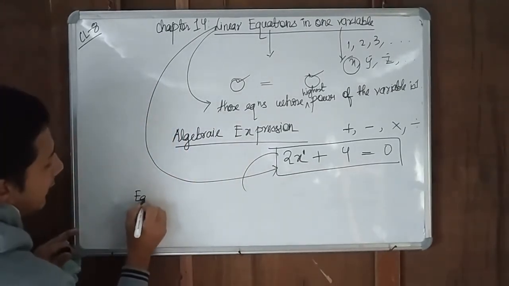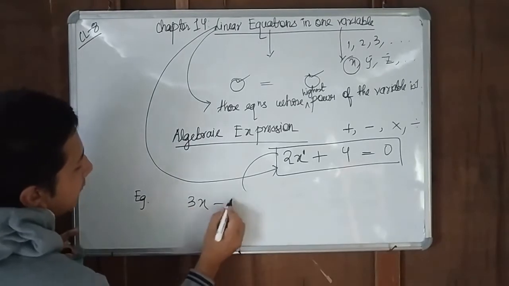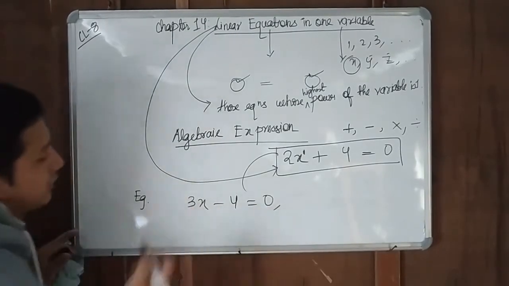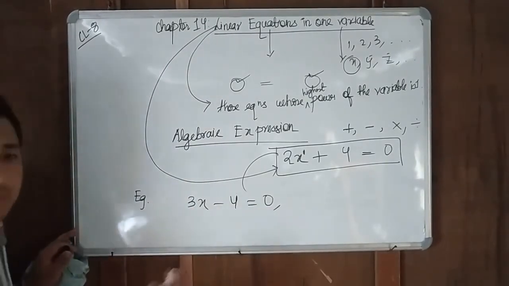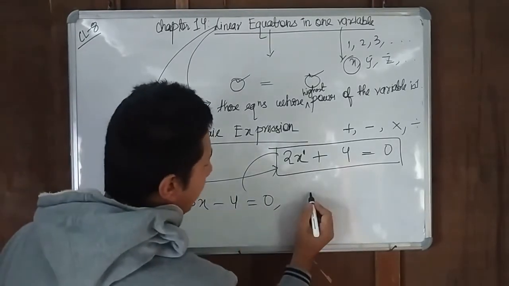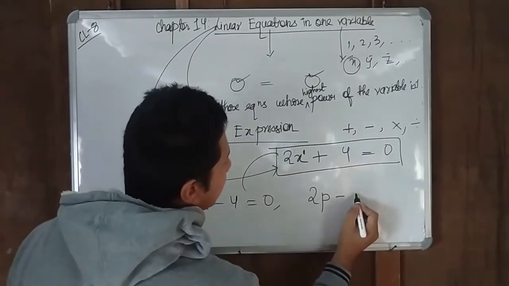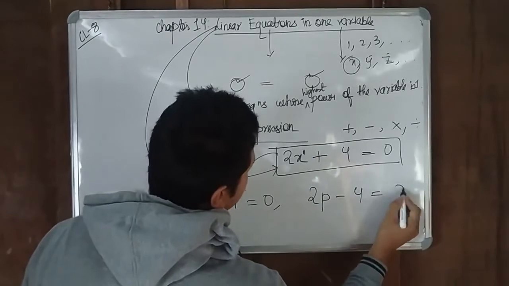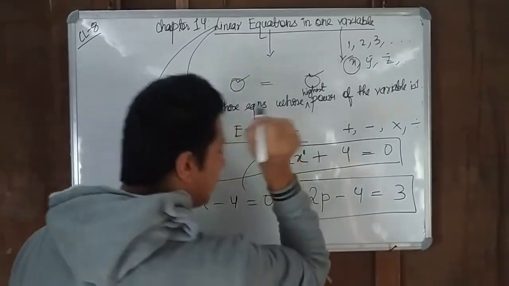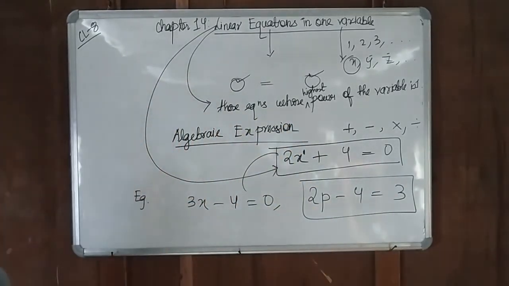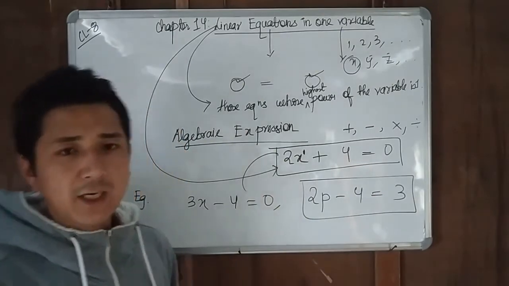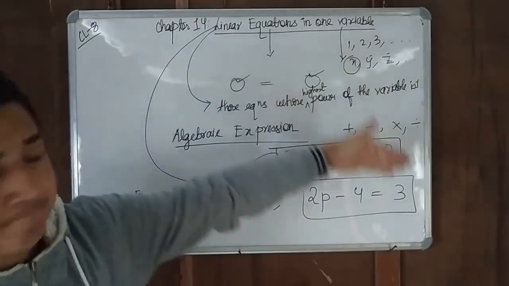For example, 3x minus 4 is equals to 0. Linear equation in one variable. The variable is x. I can give you 2p minus 4 is equals to 3. This is another linear equation. The variable I have used here is p. Okay, so these are just for your understanding.